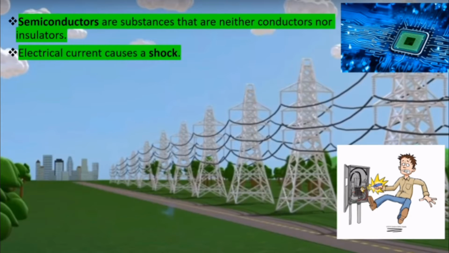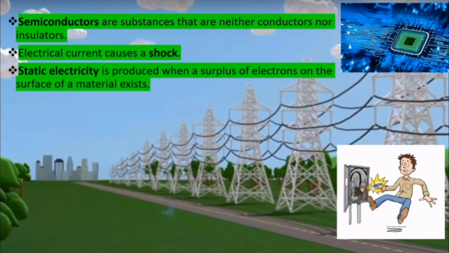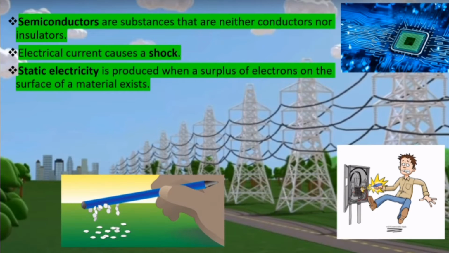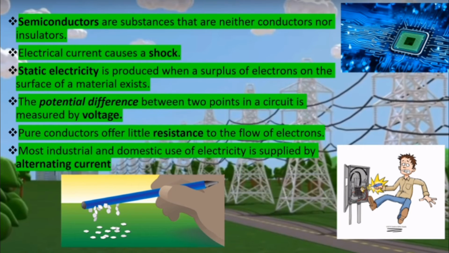The path of this flow of electrons is from a negative source to a positive point because opposite charges attract one another. When a surplus or deficiency of electrons on the surface of a material exists, static electricity is produced. The potential difference between 2 points in a circuit is measured by voltage. The higher the voltage, the more likely it is that electricity will flow between the negative and positive points.